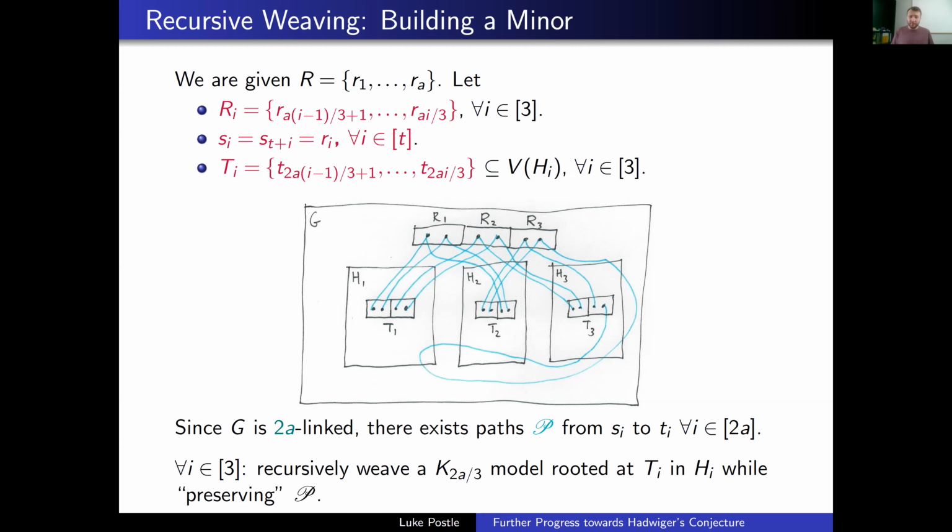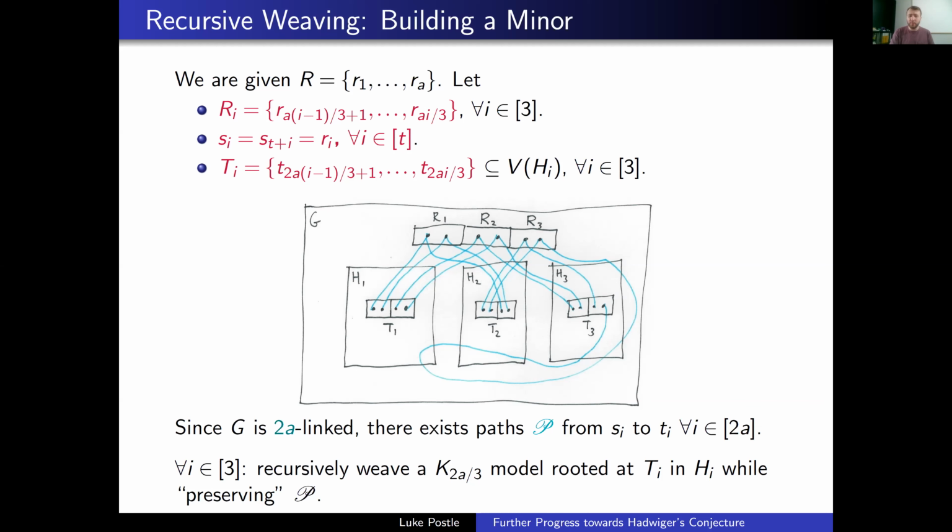And then what do we do? Well, now we just weave, right? So we're going to recursively weave inside of H1 a K2A3 model rooted at the TI. So that's why we needed the rooted, because now the TIs are fixed. There's no choice. So now we actually have to work in the more general paradigm of woven. And we also have to work with woven because we have these paths P that we need to preserve. And so as we go down, we're going to repeatedly apply this recursively. And as we go down, we need to always preserve our ancestor paths. So now we'll do this again inside H1, we'll get new paths, and inside the 3 inside there, you'll need to keep preserving upward.